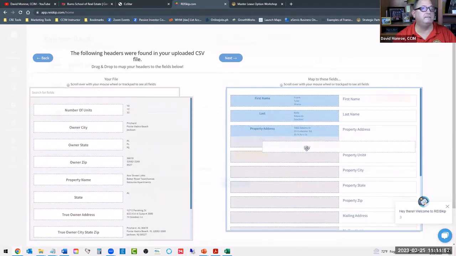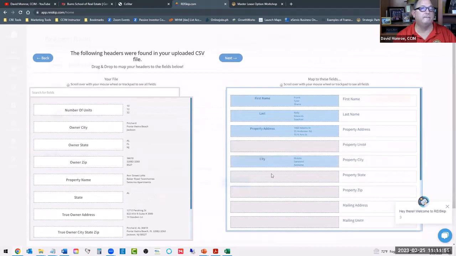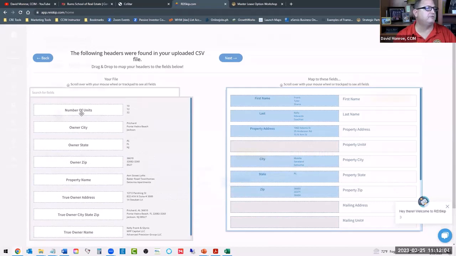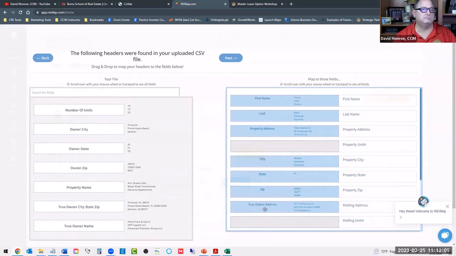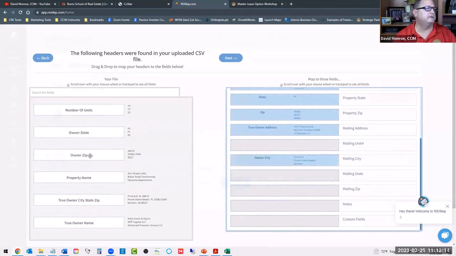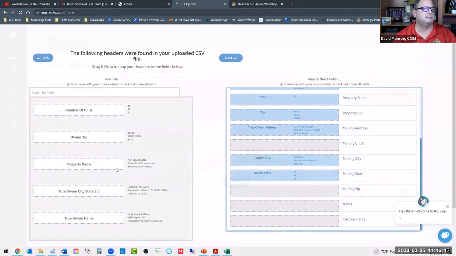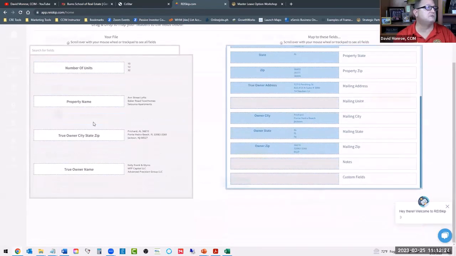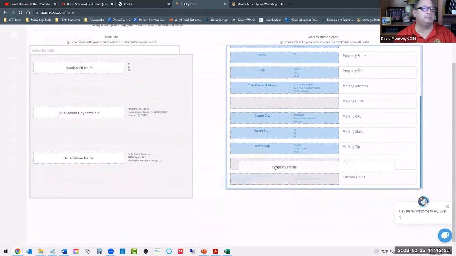That's just city. Property state is just state. Property zip is just zip. Mailing address, that is owner address. Owner city. Owner state. Owner zip. Okay, and then notes. So now if I want property name, I put that in notes.